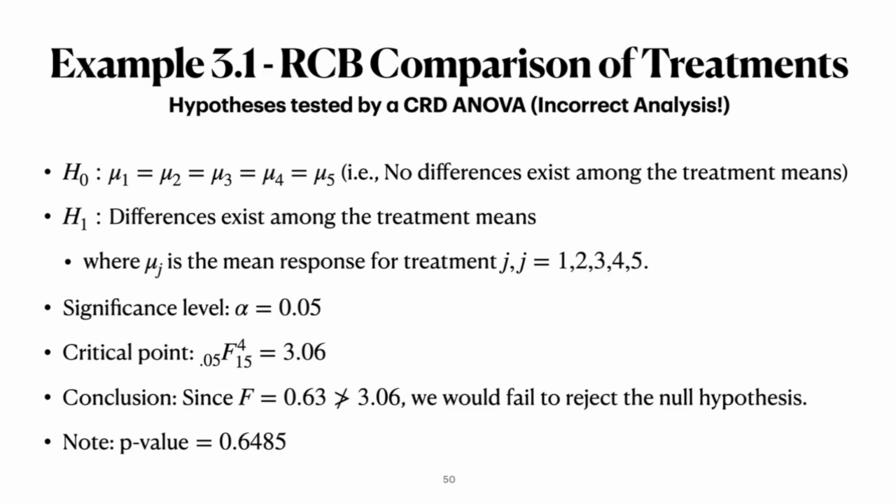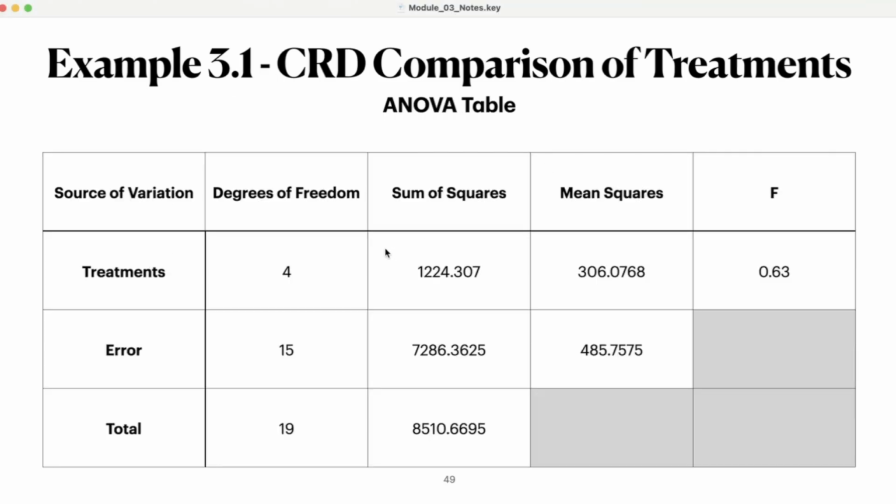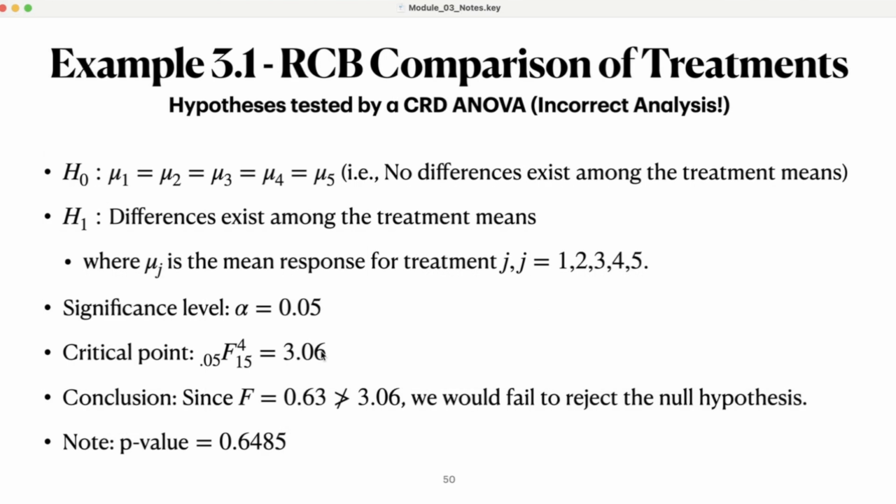significance. And by the way, in this situation, the reference distribution is the F distribution with 4 numerator degrees of freedom, but 15 denominator degrees of freedom. And because the denominator degrees of freedom are larger, the critical point is smaller. Instead of 3.26, in this case it's 3.06.